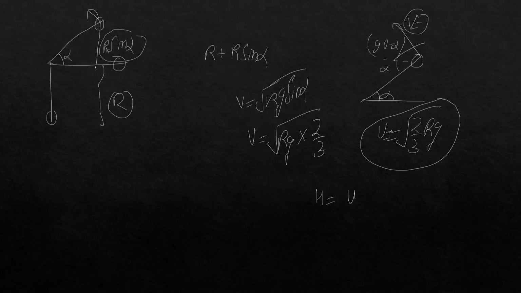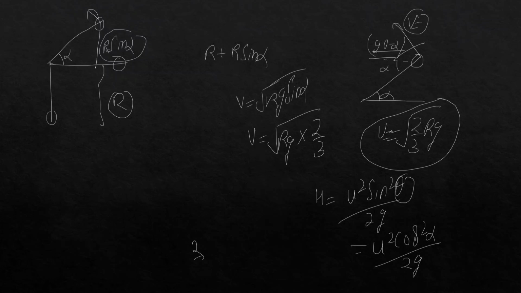Okay, now for maximum height, what is the formula? According to projectile, it is u square sine square theta upon 2g. But here theta is not there, it is 90 minus alpha. So it will become u square cos square alpha upon 2g. And what is u square? u square is 2 by 3 Rg. This is 2g, this is cos square alpha. Sine alpha is 2 by 3. What is cos alpha? 1 minus 4 by 9, that is 5 by 9. Cos square alpha is 5 by 9.